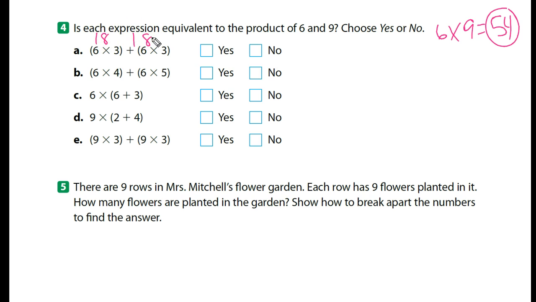So is this equal to 54? No. Okay, 6 times 4 is 24. And 6 times 5 is 30. So 30 plus 24, that does equal 54. So that would be yes.